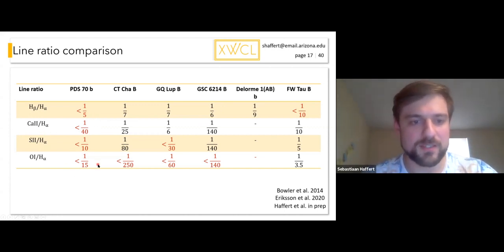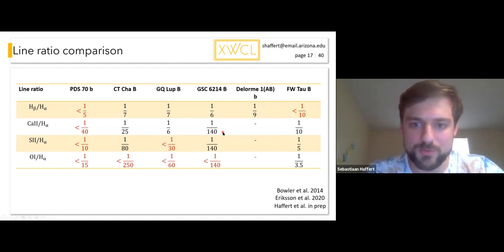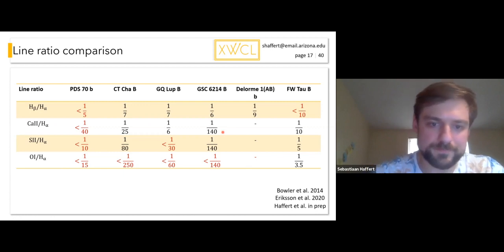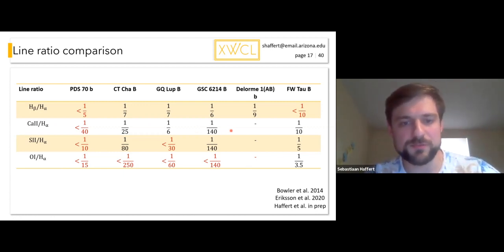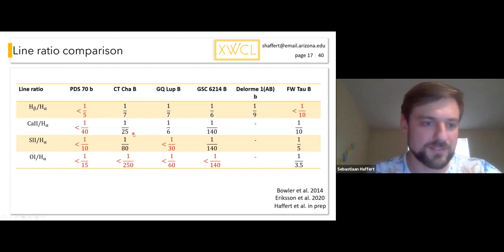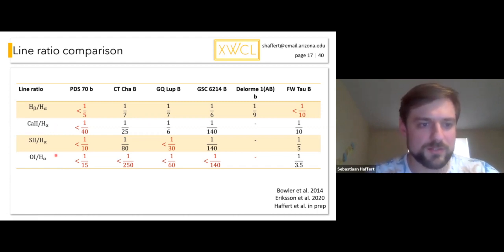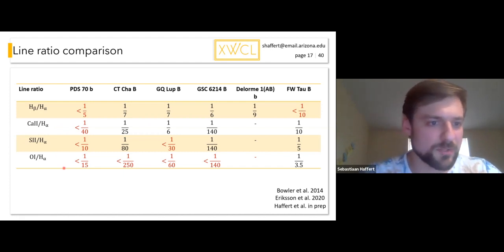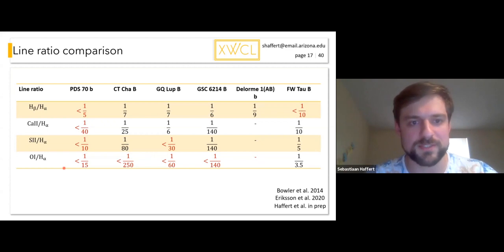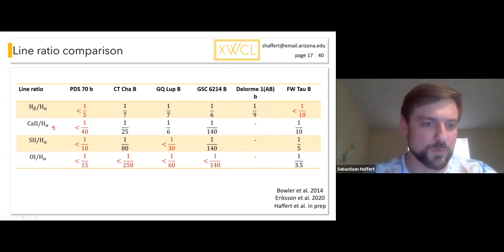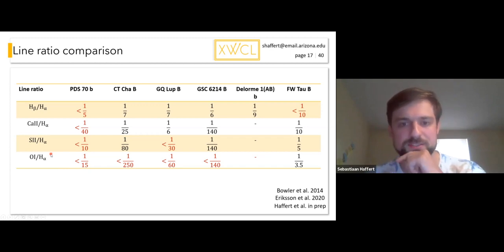For the other lines, we see, again, comparable numbers that are in the range of what we have found for other objects. However, because only so few objects have been characterized in detail, or at least their accretion hasn't been characterized so much in detail, we cannot really draw any conclusions yet on the other emission lines. Currently, there's only been modeling done for the hydrogen lines for accreting planets. So we don't even have models yet that can use these line ratios to constrain the accretion rates.